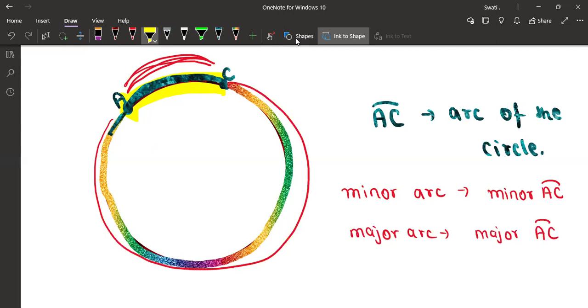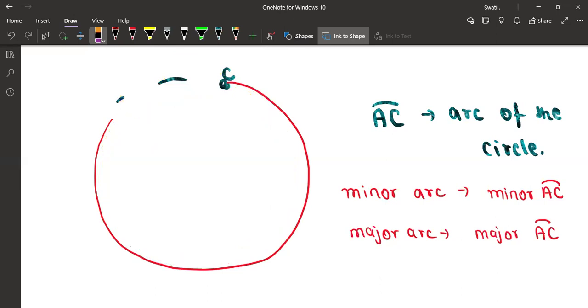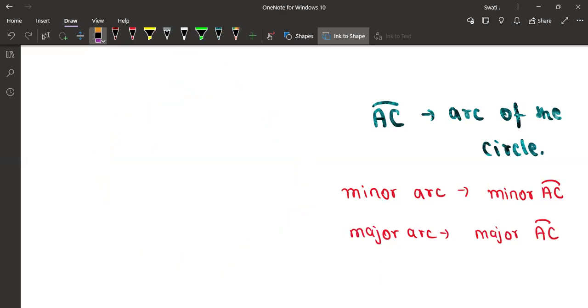I hope this is clear. This is the concept of arc. Arc is a part of the circle, or you can say part of the circumference. And there are two types of arc, minor arc and major arc. Right? If I just erase everything and if I just draw it once again, just to make you understand.